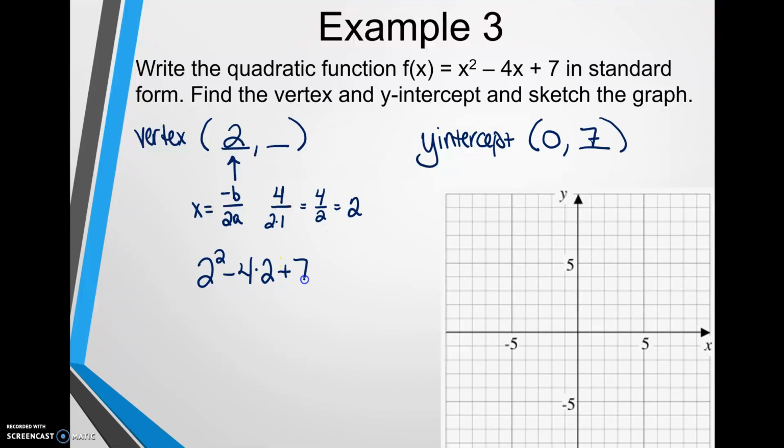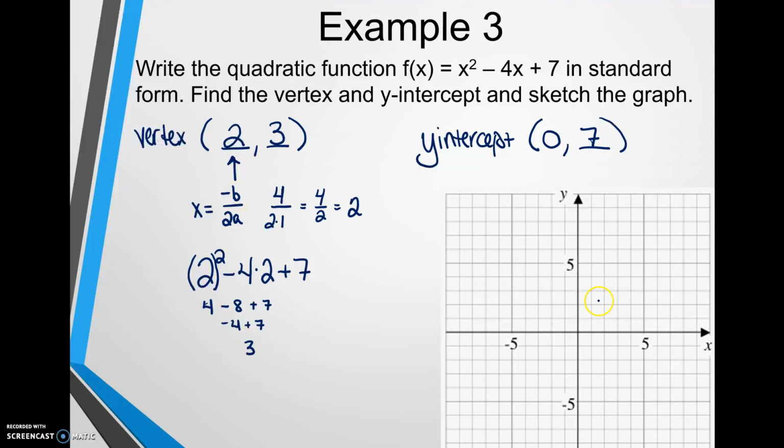You can do this in your calculator if you want. My only suggestion is when you're squaring something, you should put it in parentheses, in case it's negative, so your calculator does it correctly. So in your calculator, do 2 squared minus 4 times 2 plus 7. I'm going to do this by hand. 7. Did you get 3? So my vertex is 2, 3. We found the first part by doing opposite of b over 2a, and then plug that number in to get the rest of your vertex.